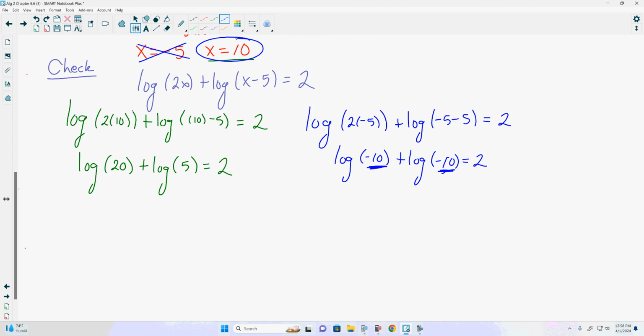So really, when we're checking our solutions, we're trying to make sure that, in this case, 2x and x minus 5 did not give us a negative number or 0. Because if either one of those was negative or 0, it wouldn't work.